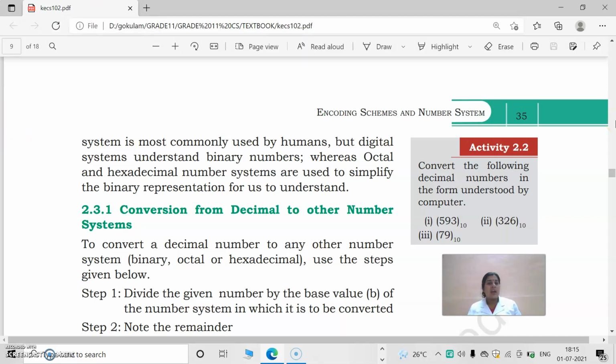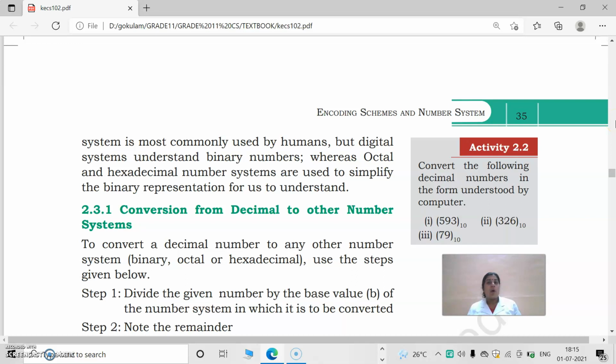So in today's class, we are wrapping up the number system topic. All of you have studied the binary, decimal, octal and hexadecimal number systems.